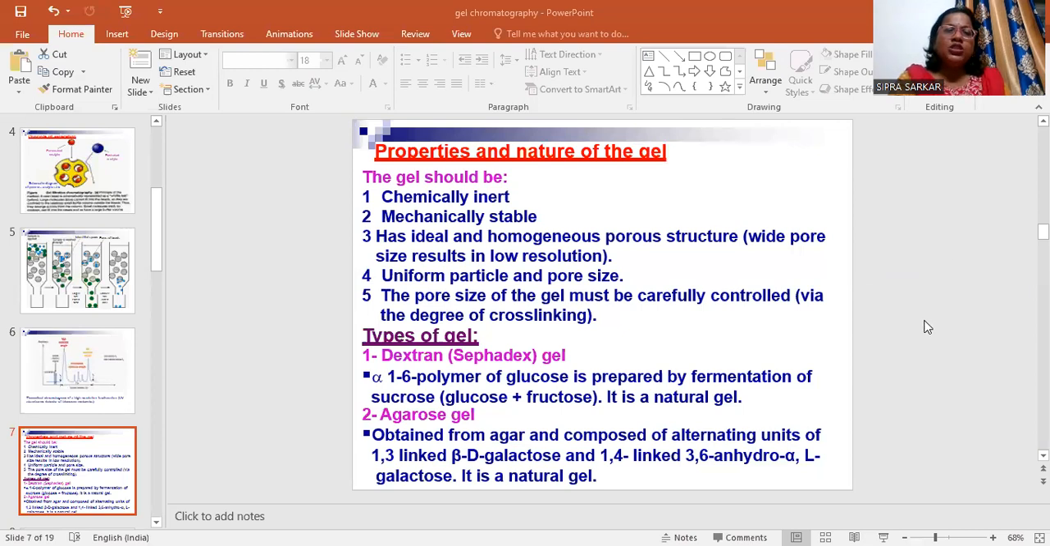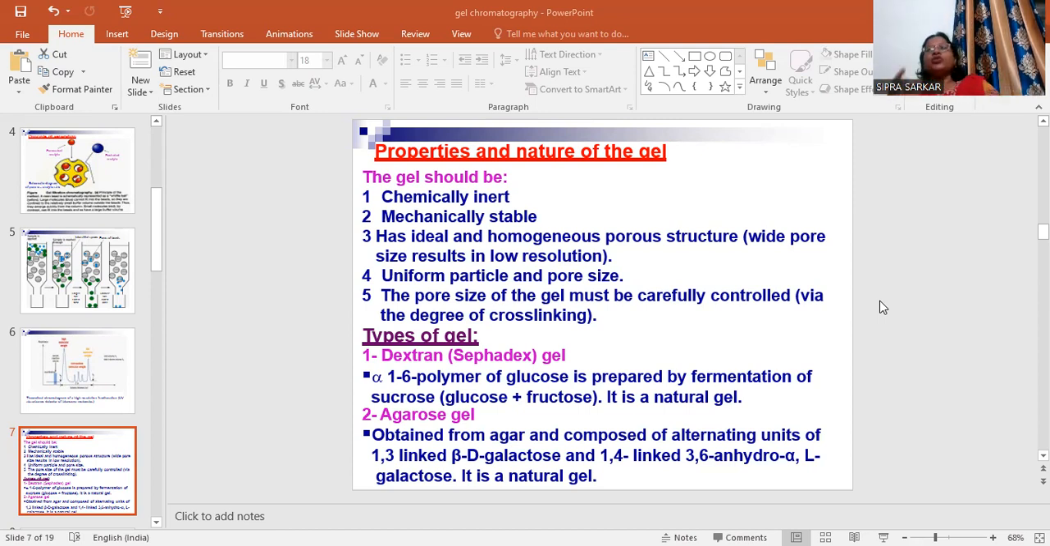Now properties and nature of the gel. The gel should be chemically inert, that means it should not react with other components. It should be mechanically stable and have an ideal and homogeneous porous structure. That all the beads should have homogeneous pores. Wide pore size results in low resolution. If the pore sizes are larger, then resolution will be low. That means the smallest size molecules will not be fixed.